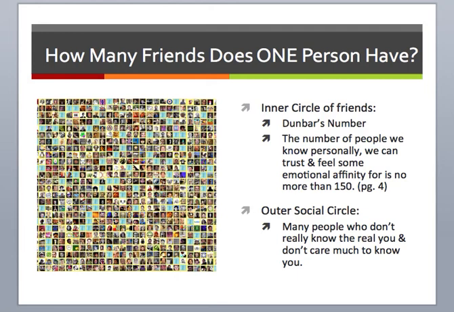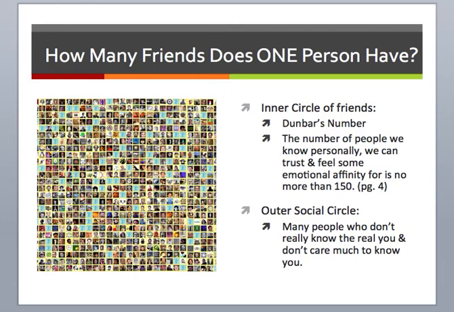Dunbar's number was first proposed by Robin Dunbar, who theorized that this limit is a direct function of relative neocortex size and that this in turn limits group size. The limit imposed by neocortical processing capacity is simply on the number of individuals with whom a stable interpersonal relationship can be maintained. In the outer social circle are the ones who don't know much about you, and you probably don't know much about them either.